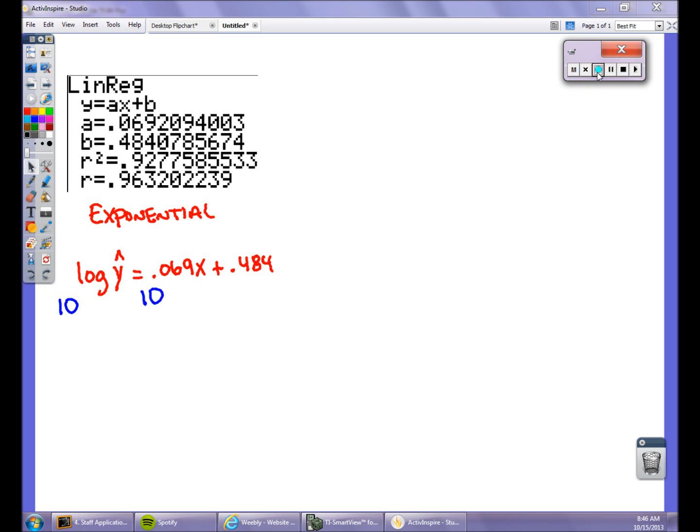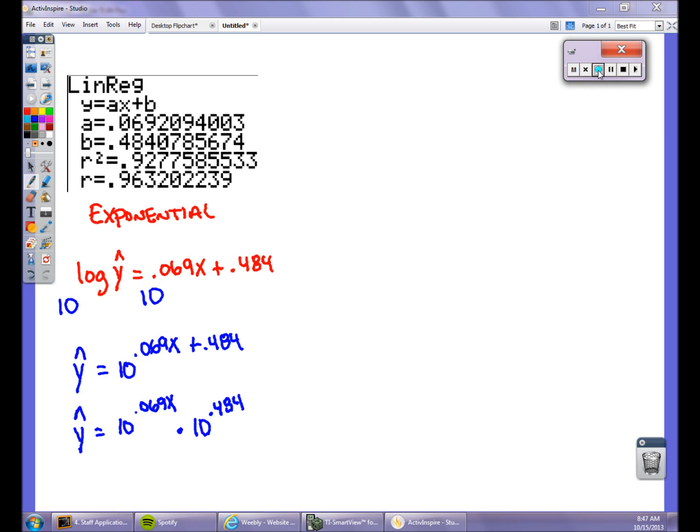The transformation takes place by raising 10 to both sides of the equation. And I'm now going to simplify this algebraically. 10 raised to the log cancels out because they are inverse operations. Y hat drops down. And I can rewrite the right-hand side of the equation. I do this by separating the exponents.